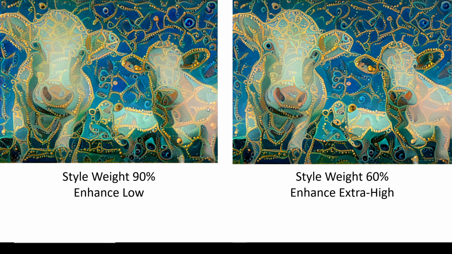Let's compare a little bit more the different options. So this one is a style weight of 90%, but the enhancement is low. This one, the style weight is lower, but the enhancement is high. The images are pretty similar, though this one is definitely more defined. You can see this eyeball, for instance, is a lot more defined than this eyeball over here.